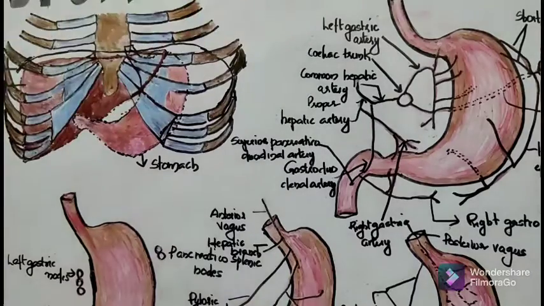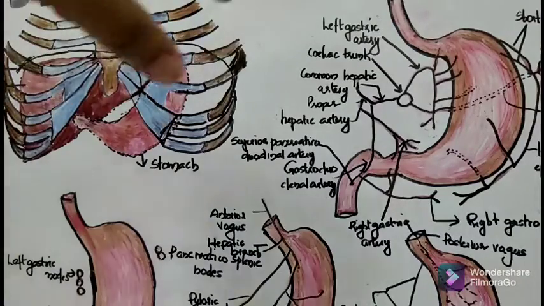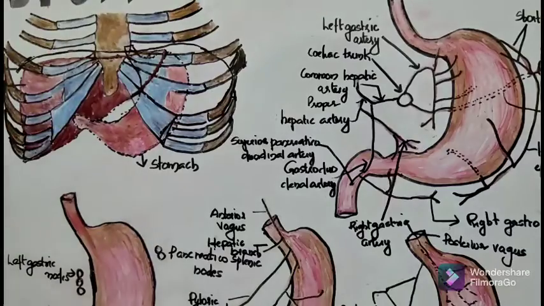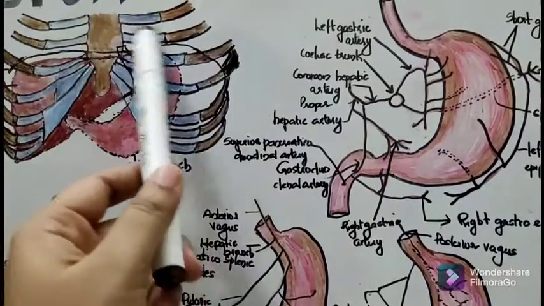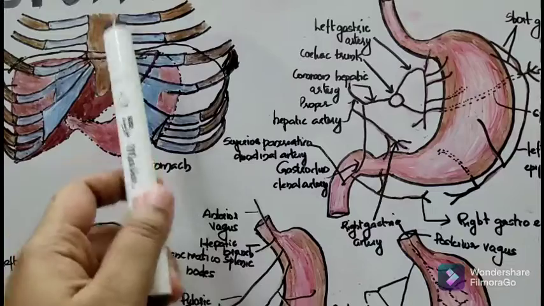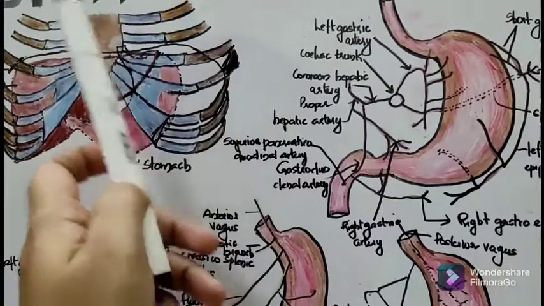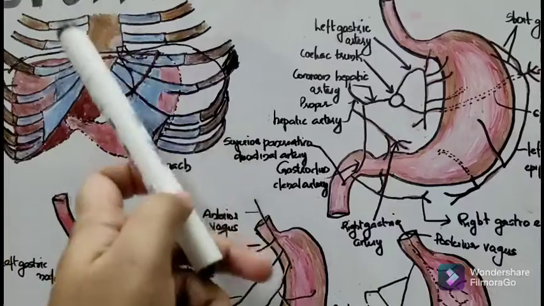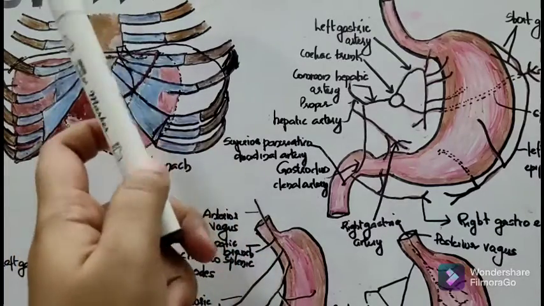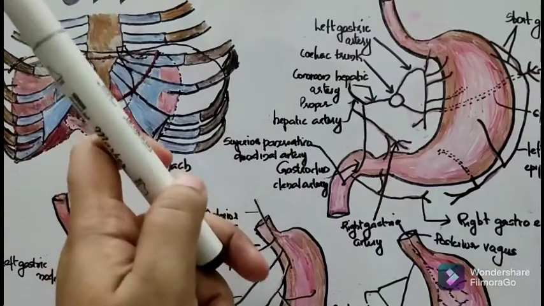It is also related to the transverse colon, which you cannot see in this figure. It is part of the large intestine. It is also related to the anterior abdominal wall. These are the anterior relations. Superiorly, the dome-shaped diaphragm separates the stomach from the left pleura, the pericardium, and the 6th to 9th ribs.